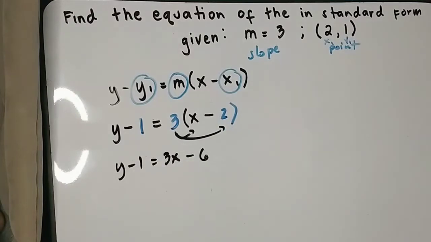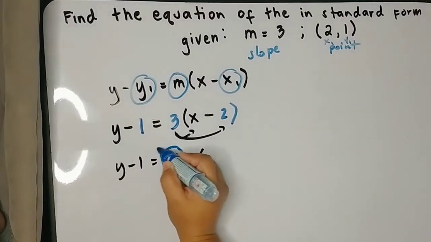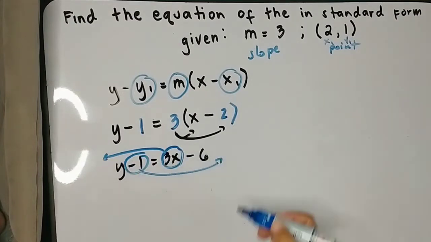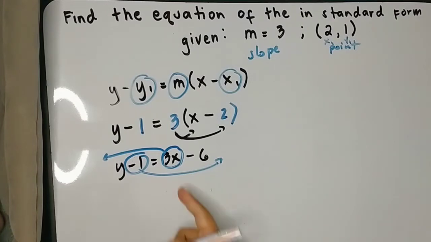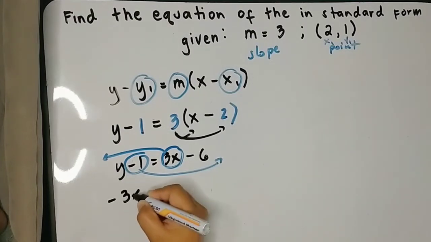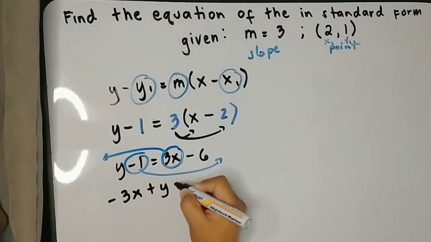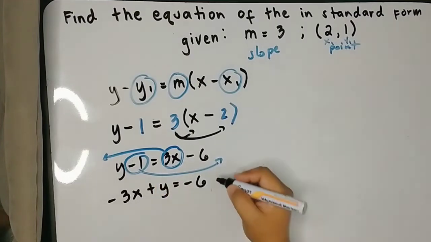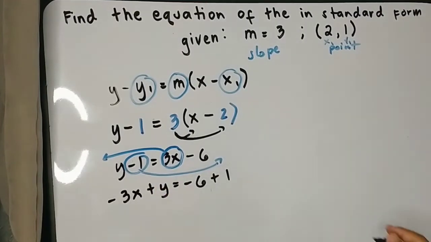Okay? After that, okay, di ba dapat lahat ng variable nasa left side, then constant nasa right side. So, si positive 3x, tra-transpose natin dito sa left side. Si negative 1 naman, since constant, itra-transpose natin sa right side. Okay, since we're going to transpose them, ibig sabihin magbabago ng sign. So, si positive 3x, pag transpose, magiging negative 3x. So, copy plus y equals copy negative 6, then si negative 1, since transpose, magiging positive 1. Okay?